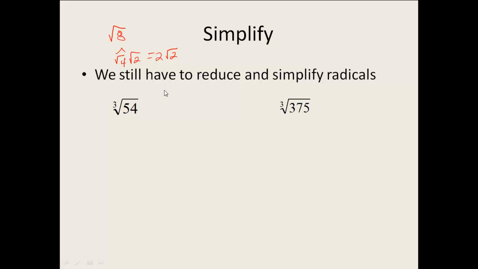So I need to go to that x cubed list on my little cheat sheet, and I need to ask myself, is there anything in that column that I can divide 54 by? And as you're going through and trying that, 27 should be the first one that you can divide it by. When you divide it by 27, you're left with 2. So this cubed root of 54 breaks down into the cubed root of 27 times the cubed root of 2.